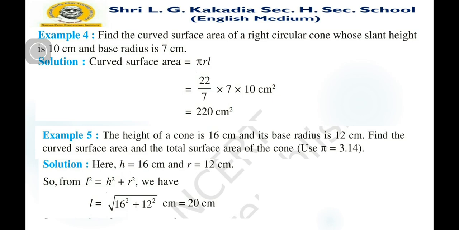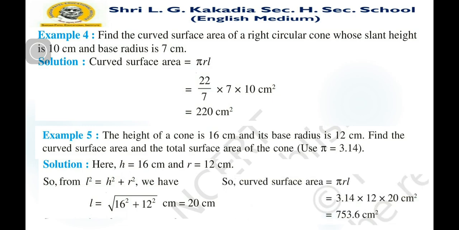Then we have the slant height and the base radius, and now we want to find the curved surface area. Let me put these values in the formula. The curved surface area is equal to pi r l, as we know. Now putting the value, pi is equal to 3.14 as stated, into 12 as radius, and into 20, that is l, the slant height, centimeter square. After multiplying all the terms, we get 753.6 centimeter square, which is the curved surface area of a right circular cone.